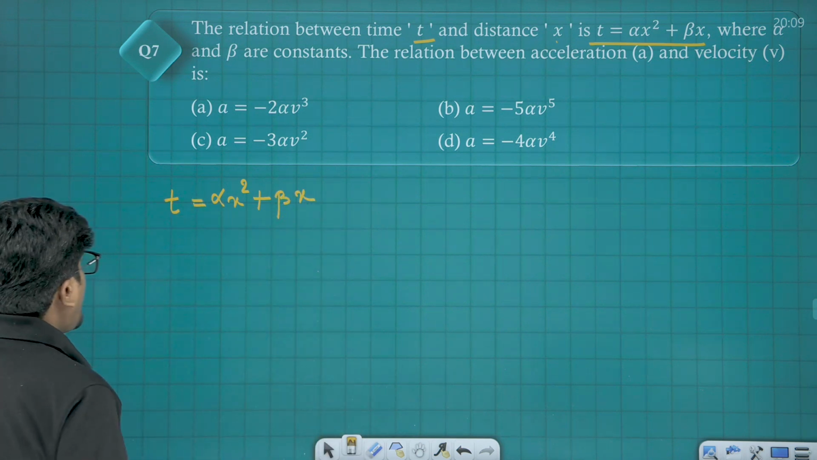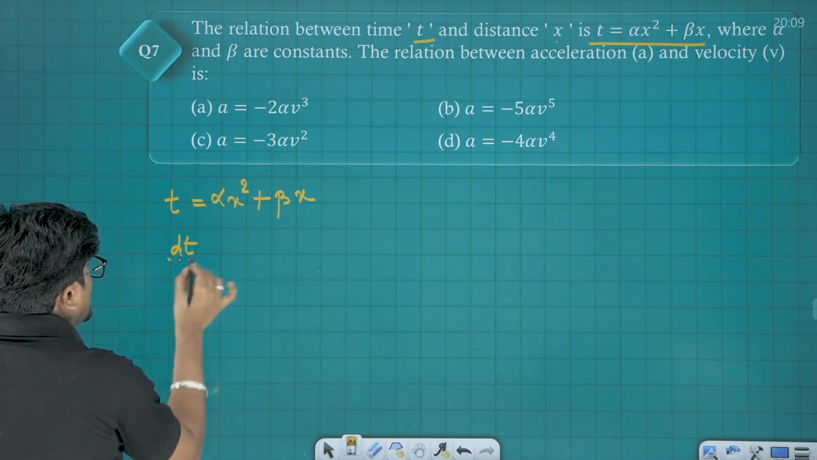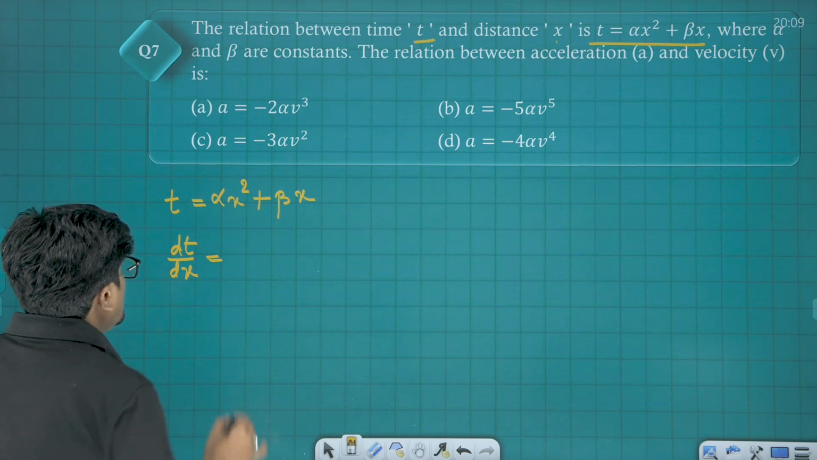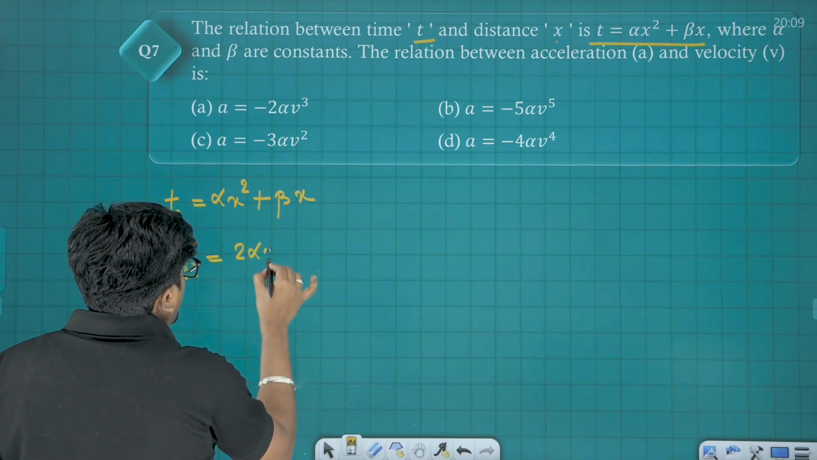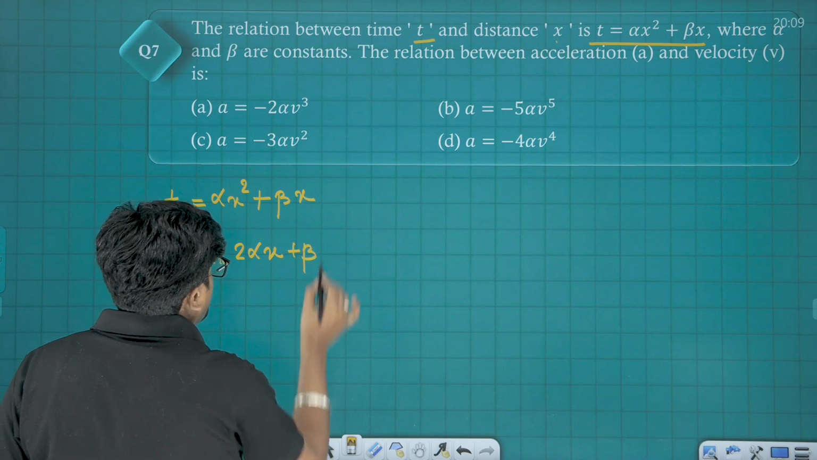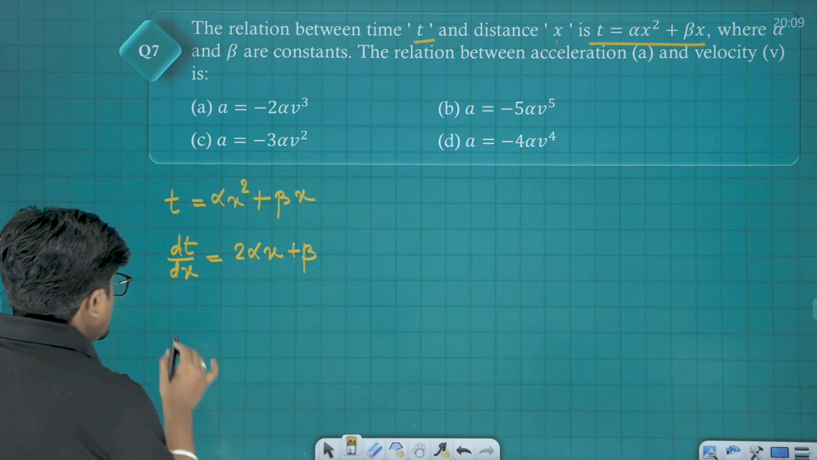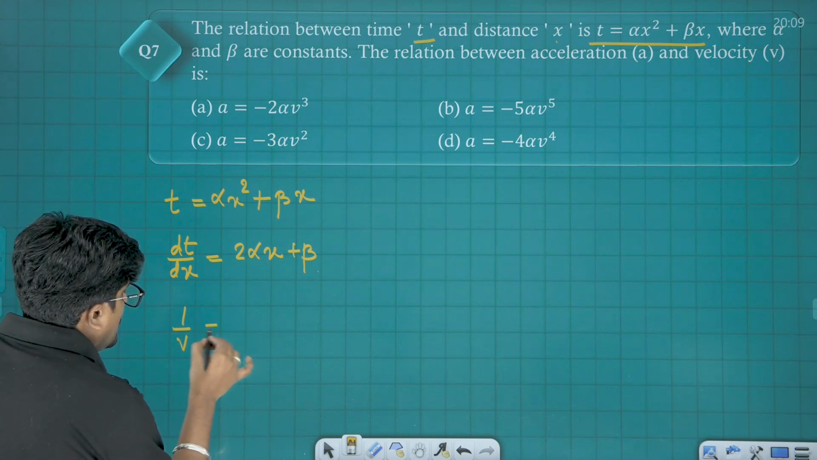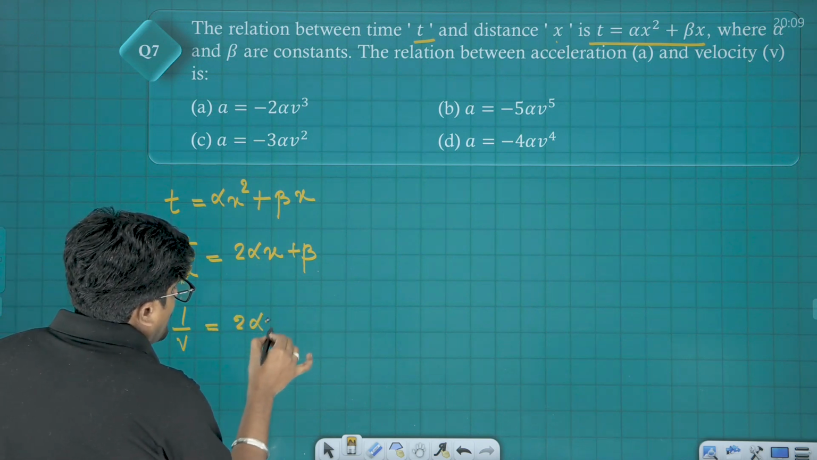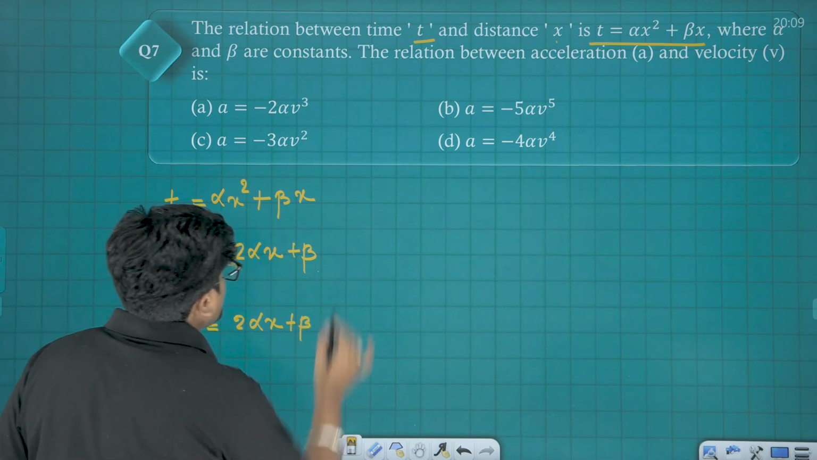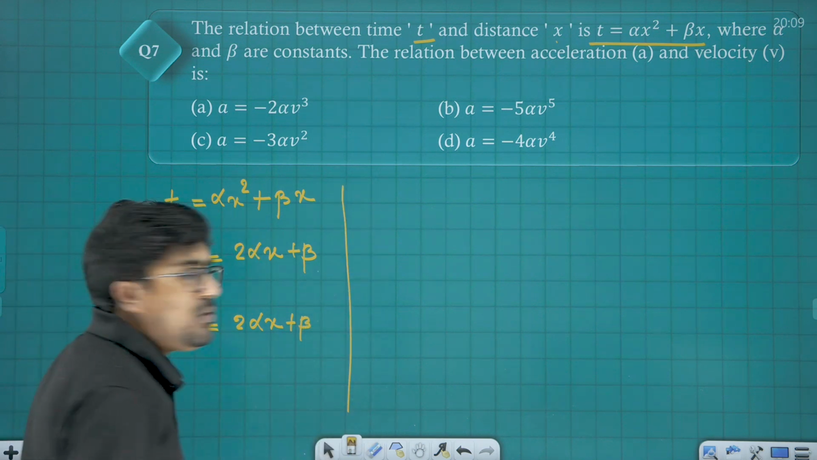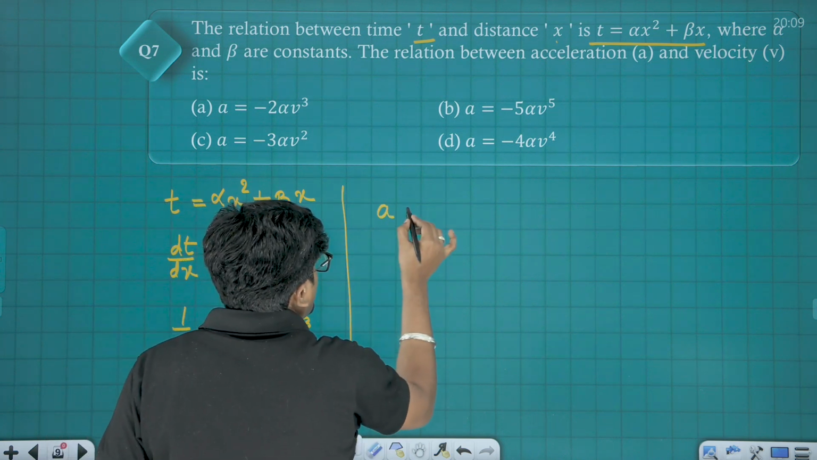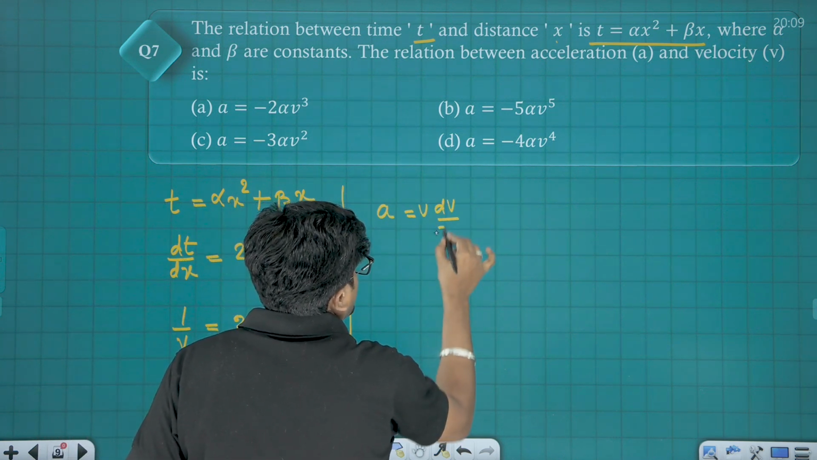Okay, so what I am going to do is differentiate time with respect to position, that is dt by dx. So dt by dx is going to be 2 times alpha into x plus beta, and this is nothing but 1 by v, because dx by dt is v. So 1 by v is equal to 2 times alpha into x plus beta. Alright, now we need the relation between a and v. Now we all know that a is equal to v into dv by dx.